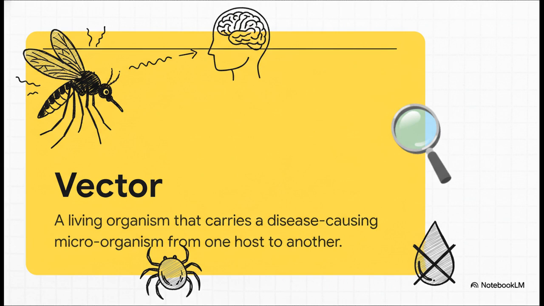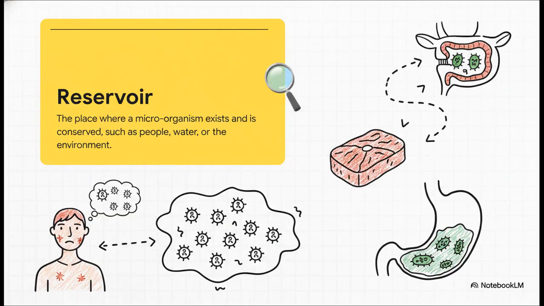A vector is a living creature. The classic example is a mosquito carrying malaria. And for some diseases, the vector is so essential that if you can get rid of it, boom, the disease is gone. All right, next up is the reservoir.